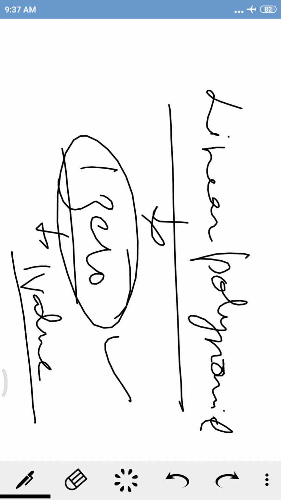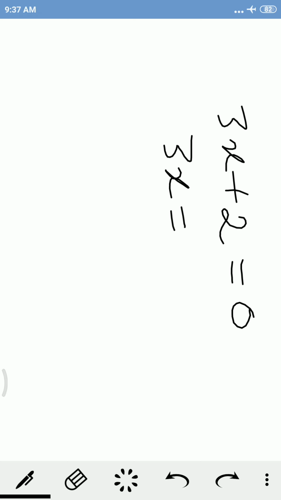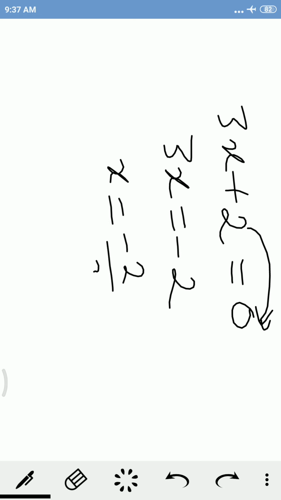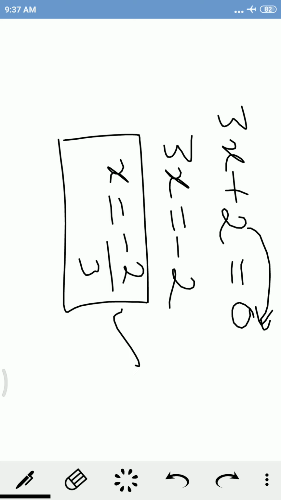Now how do we find the zero of the polynomial? Suppose I have to find the zero of the polynomial 3x plus 2. Just make it equal to 0 and solve it as you solve linear equations in one variable. Transpose this 2 to the other side, so you will get minus 2. Now transpose this 3 here, so you will get minus 2 upon 3. So this minus 2 upon 3 is the zero of this polynomial. In this way you can find the zero of a linear polynomial. If it is a linear polynomial, just make it equal to 0 and solve it for x or y. You will get the zero of the polynomial.